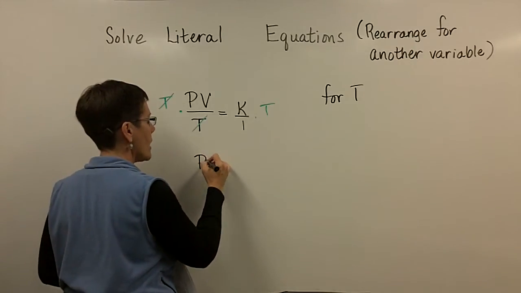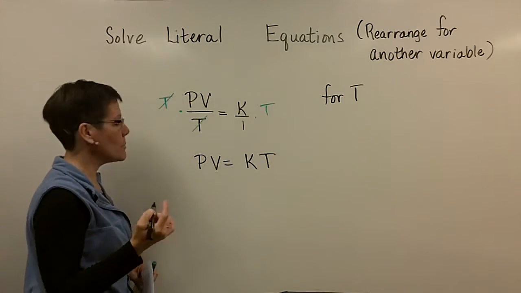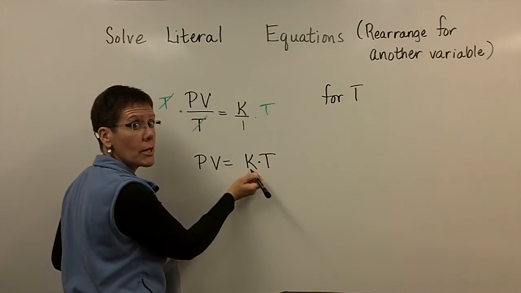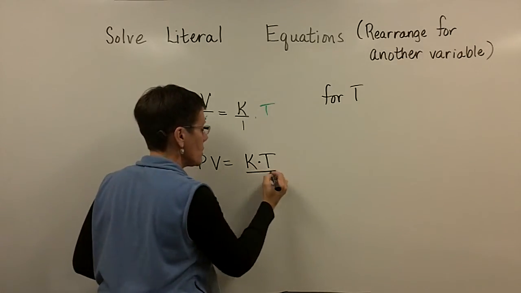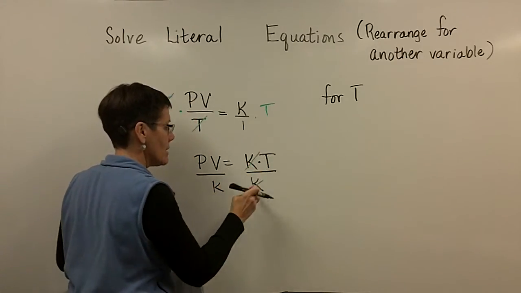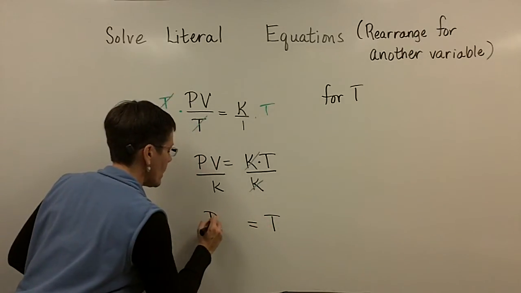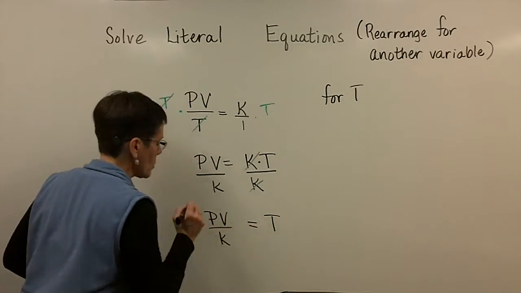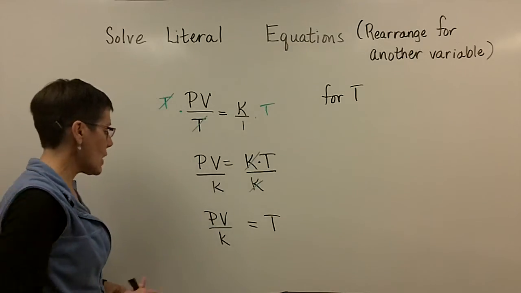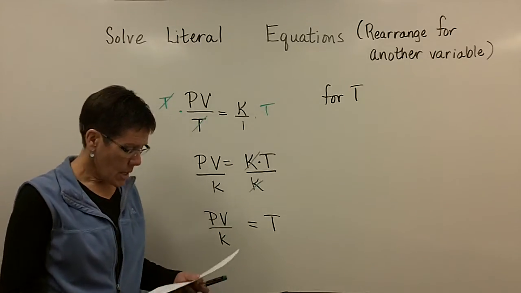I have p times v equals k times t, and now I want to get t alone. This reads k times t. Pretend that had a 2 in front of it, and you divide both sides by 2. Well, now it's got a letter in front of it, and we're going to divide both sides by k to get t alone. And so the letter t can now be found by taking PV divided by k. I think this is some sort of a variation constant. I think this is pressure and volume and temperature in Boyle's law. But I've rearranged that formula for the variable t.